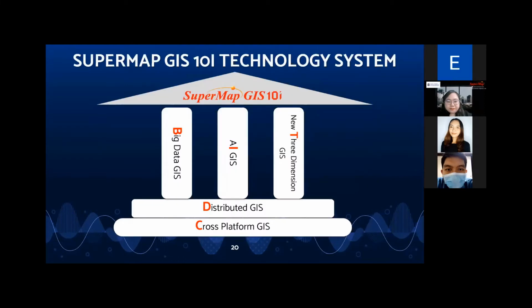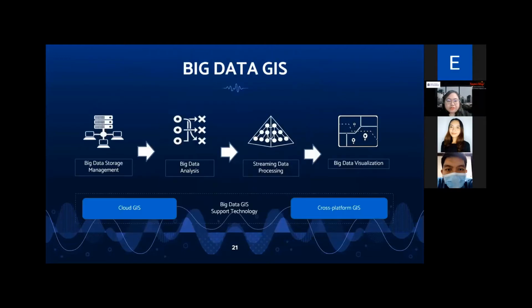We now proceed to the next key technology of BitDC, Big Data GIS. This has been a popular technology over the recent years. SuperMap is highly capable to do big data storage management, big data analysis, streaming data processing, and big data visualization.